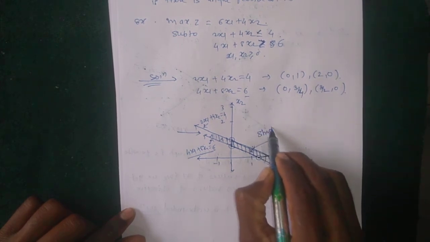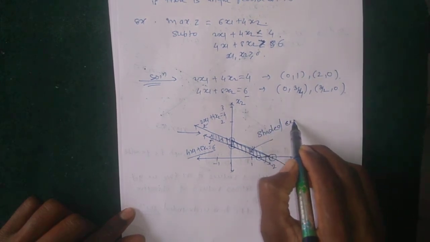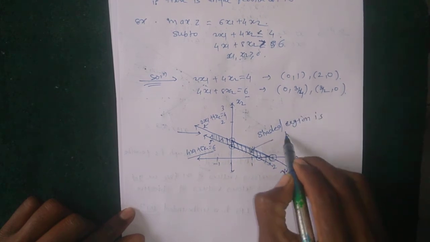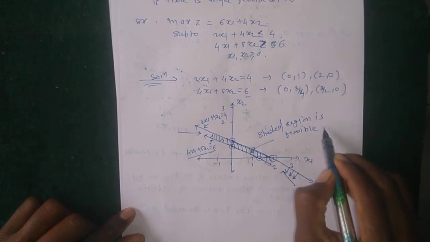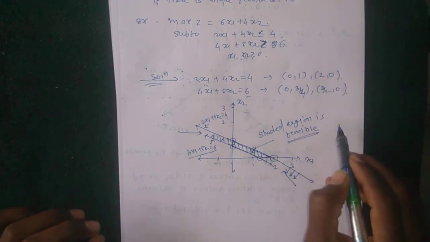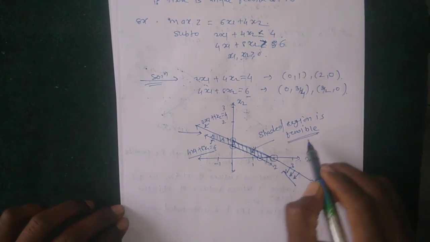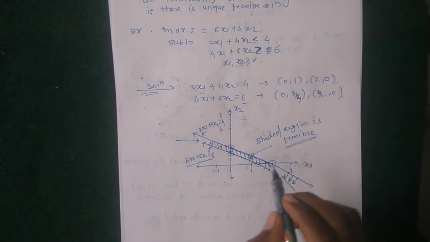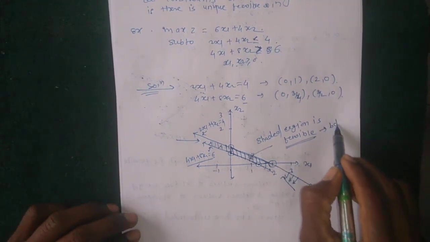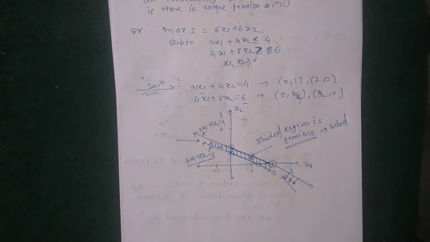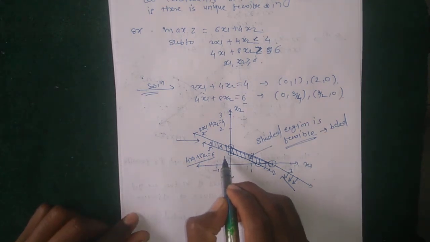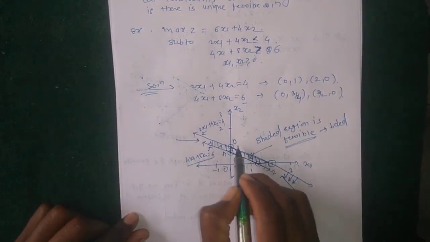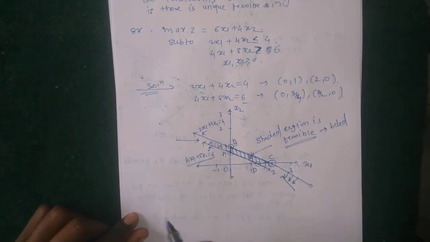Shaded region is feasible region. This region is feasible region. Okay, shaded region is feasible region. So this region is a bounded region. Okay, and therefore we have to find the points. This is O, A, B, this is C, and this is D.